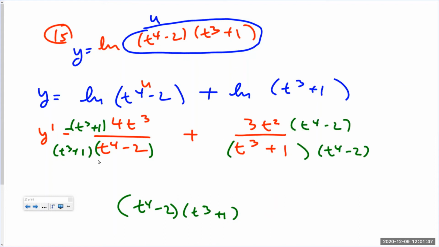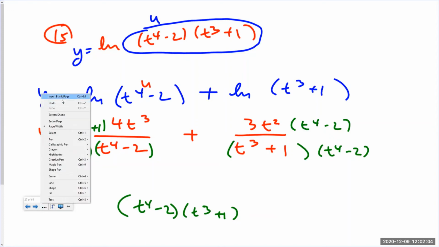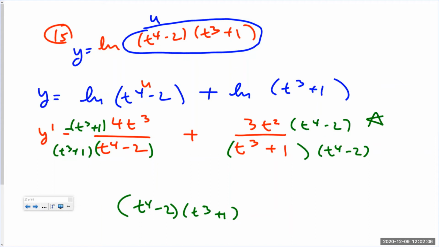And actually, if you look at this carefully, you can see that this is in one of those answers. Does that make sense? One of your answers has 4t cubed times t cubed plus 1 and 3t squared times t to the 4 minus 2. Okay, what other questions do you guys have? And guys, I feel like this is going to be the hardest thing about this multiple choice test, because you're going to be looking at answers, trying to figure out algebraically which one is right.